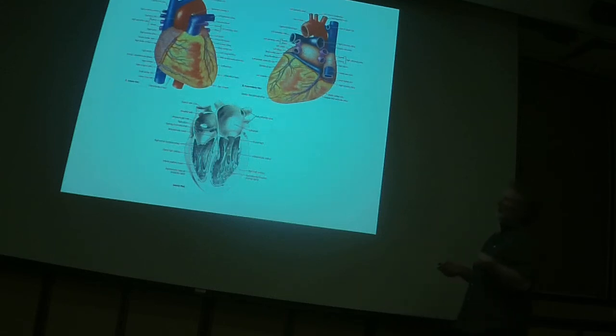We have four because we have two sides of the heart. We have a right side and a left side. Right side pushes blood to the lungs. Left side pushes blood out systemically to the rest of the body. So we have these four chambers.